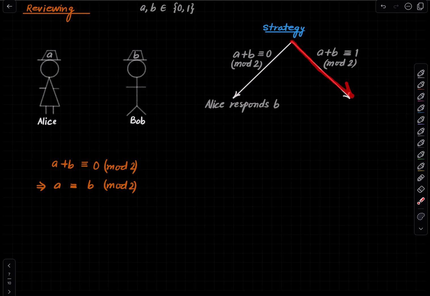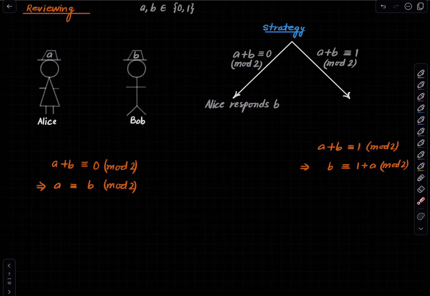And here we are trying to make Bob guess correctly. What should Bob be answering? Bob should be answering B. But he has only A available to him. Can we express B in terms of A? Yes, we can, because A plus B congruent to 1 modulo 2 implies B is congruent to 1 plus A modulo 2. So Bob has A available to him. His answer should be B. So therefore his answer should be 1 plus A modulo 2, which is as good as flipping.